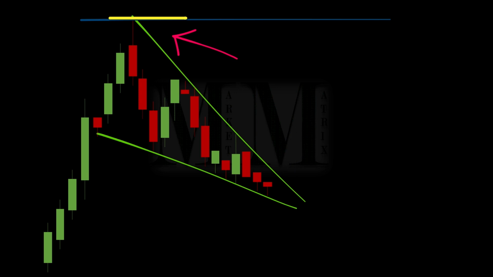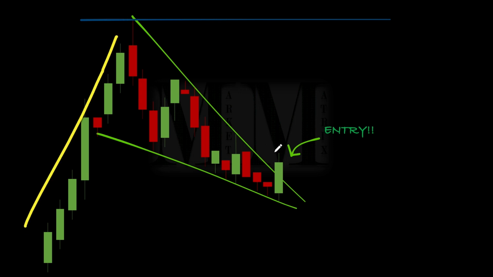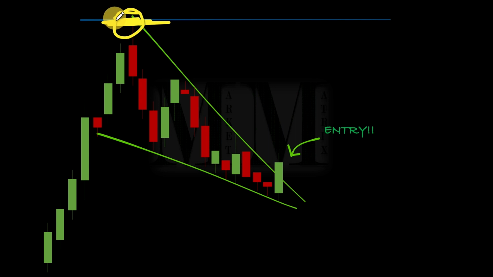We're not going to measure the move like we did in the other patterns, like, for example, the cup and handle, the bull flag, things like that. We are not going to do that. For example, we measured this move and then we put it above the breakout, and that's where we expected. No, in this case, over here is the top of the formation. This is the highest point of the formation, so this is where we should expect the move.